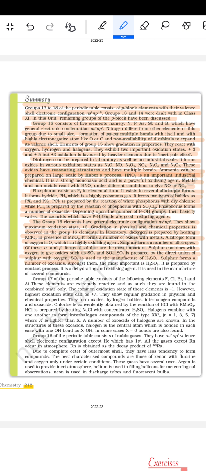Sulfur forms a number of oxoacids. Amongst them, the most important is H2SO4. It is prepared by the contact process. It is a dehydrating and oxidizing agent. It is used in the manufacture of several compounds.